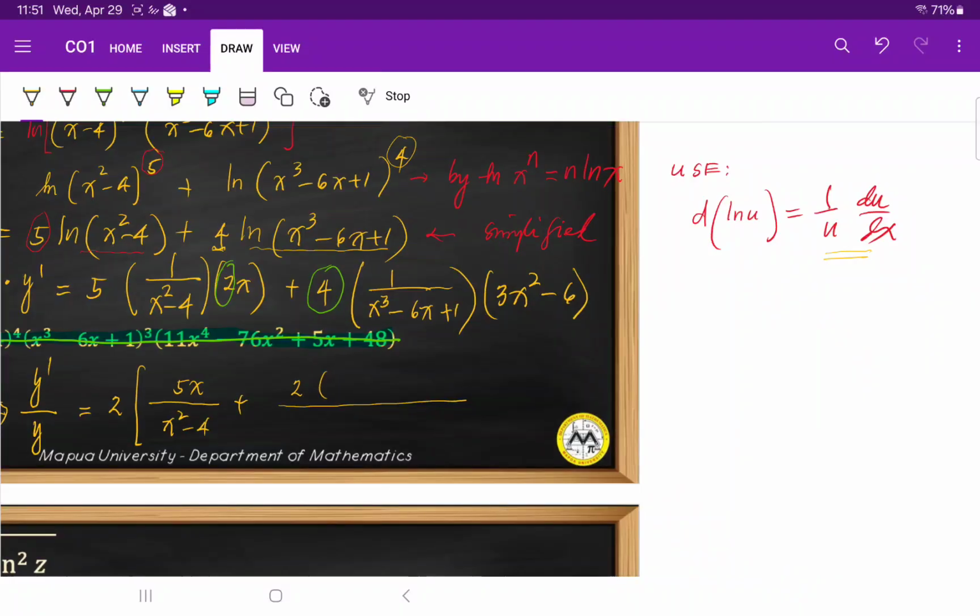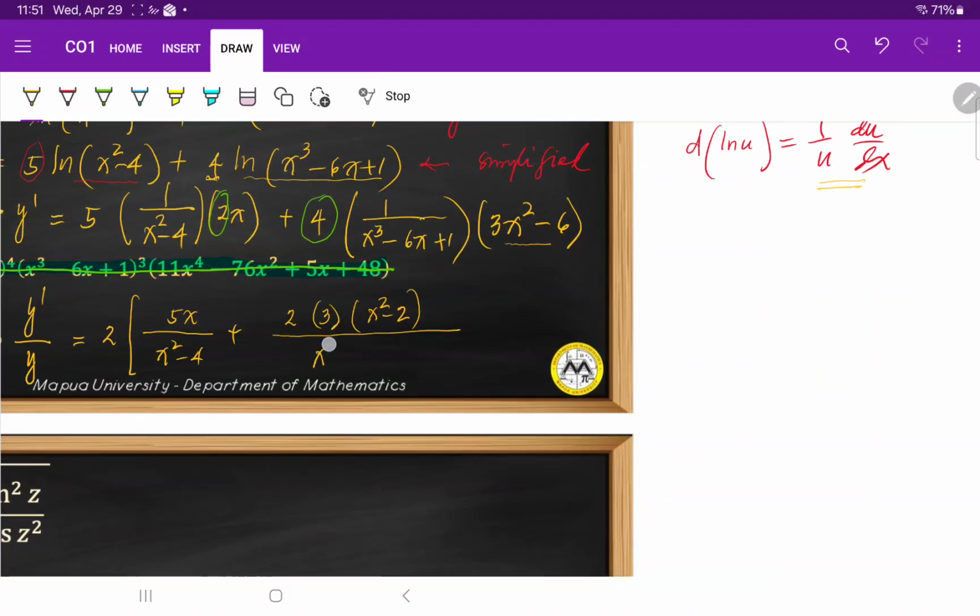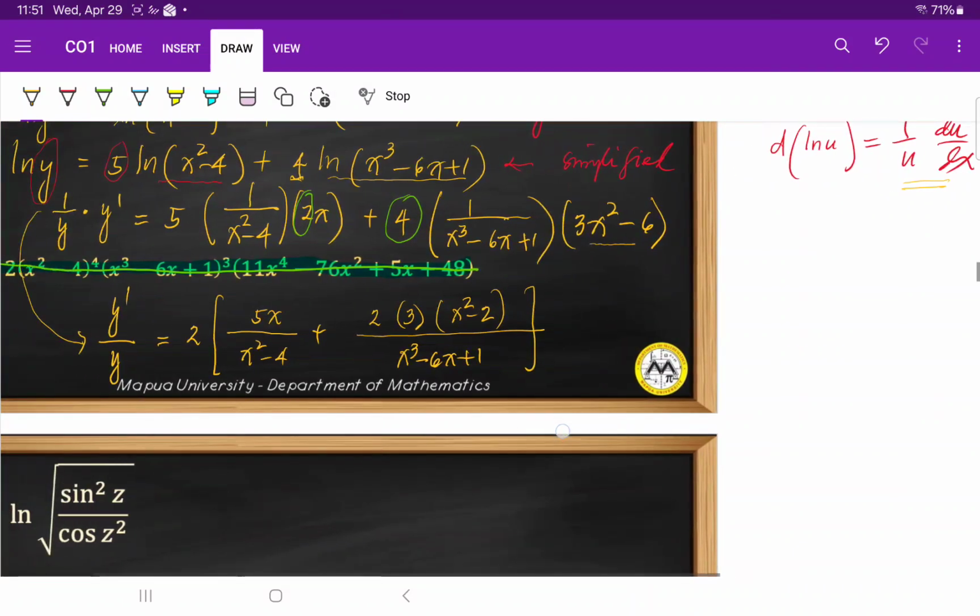Okay, now we factor out 2 here. And from here, we could also factor out which one? 3 this time. So if we factor out 3, this now becomes x squared minus 2, and then divided by x cubed minus 6x plus 1. Okay, then the next step is to multiply both sides by y.